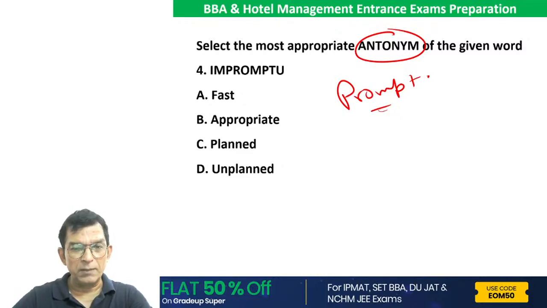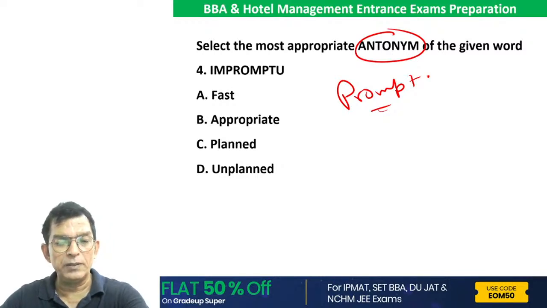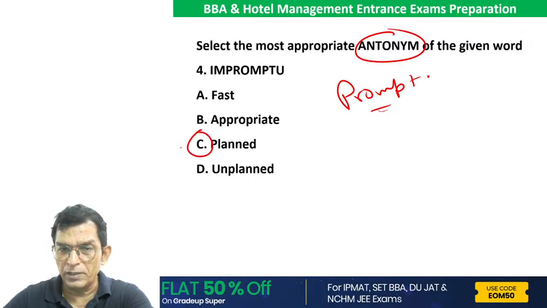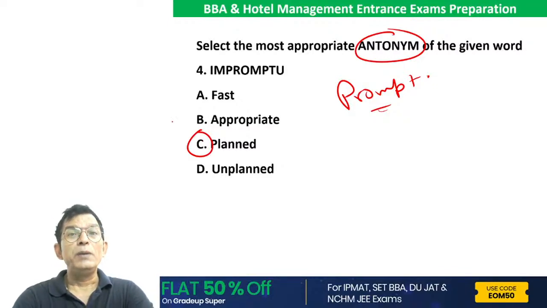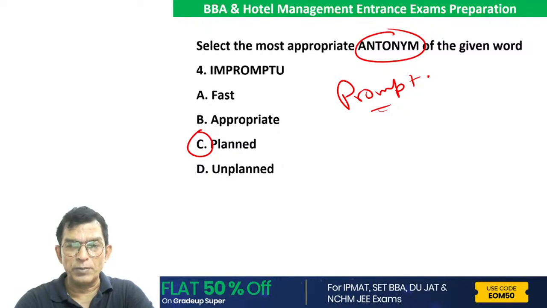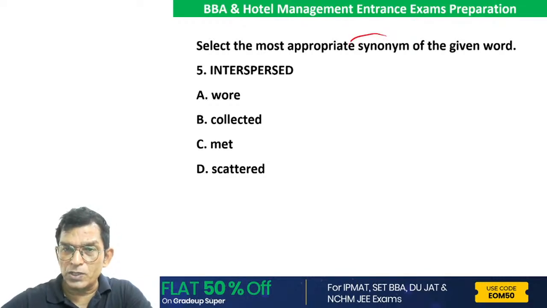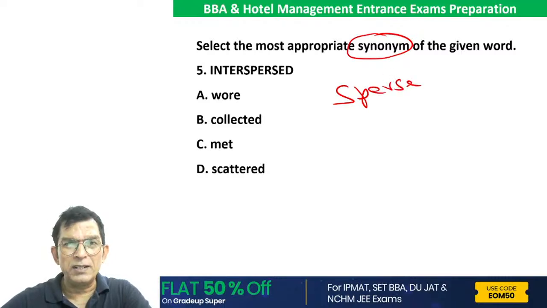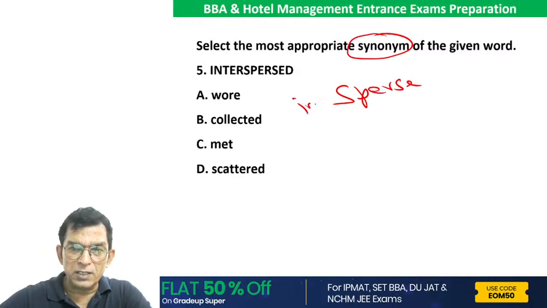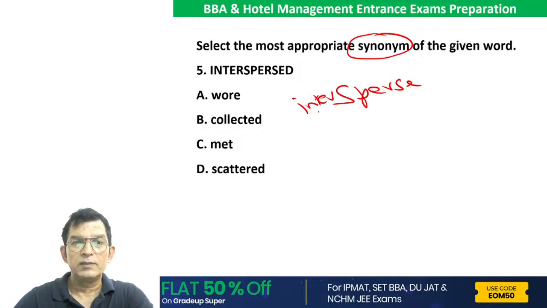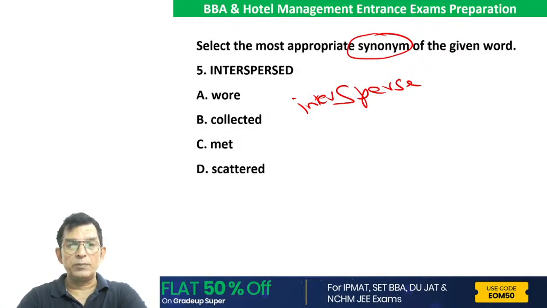Yes, impromptu is unplanned and the opposite will be planned. Very good. Very nice. He broke into an impromptu dance, that he suddenly started dancing without being prompted by anybody. Now, interspersed, now synonym. Okay, sparse, spread. So interspersed, what should be the meaning?